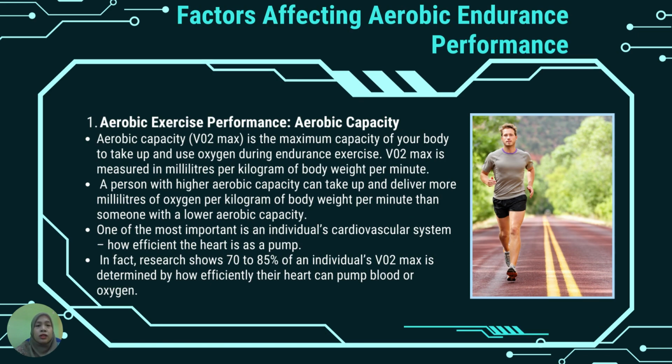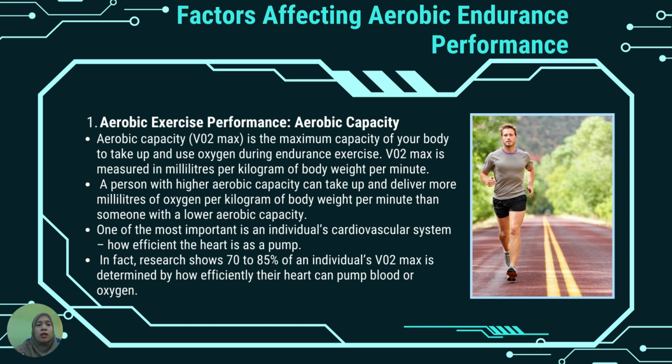The factors affecting aerobic endurance performance: the first one is aerobic capacity, defined as the maximum capacity of your body to take up and use oxygen during endurance exercise. VO2 max is measured in milliliters per kilogram of body weight per minute. A person with a high aerobic capacity can take up and deliver more milliliters of oxygen per kilogram of body weight per minute than someone with a low aerobic capacity.